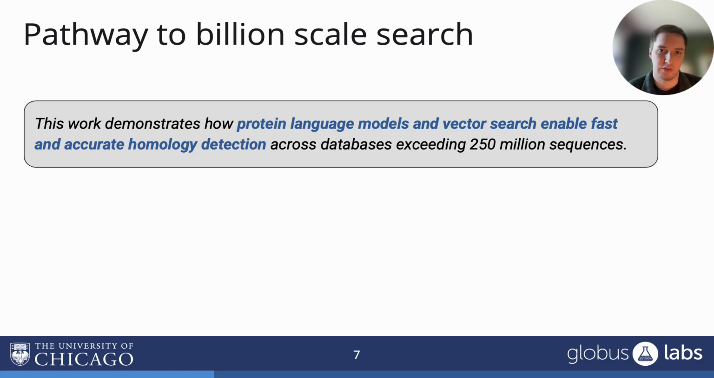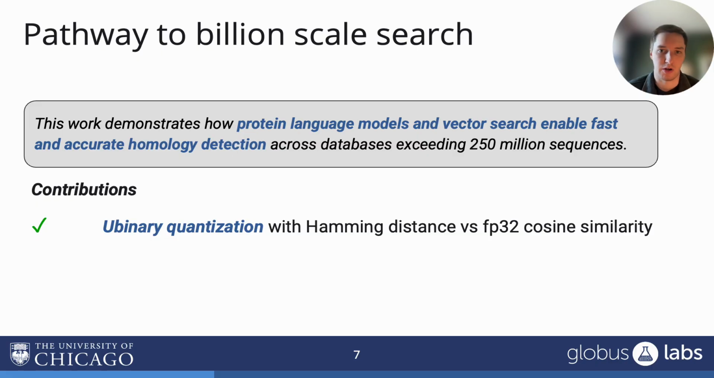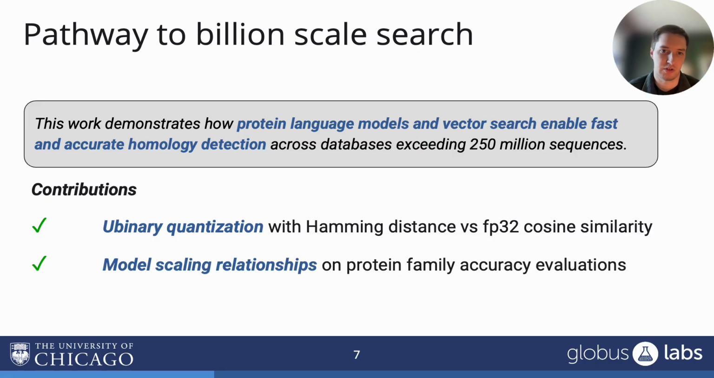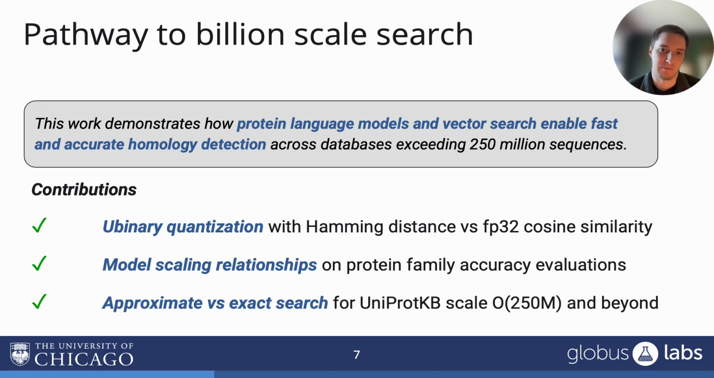So in this work, we'll ask the question of whether protein language models can effectively scale homology detection applications to large database sizes of hundreds of millions to billions of sequences. We'll explore the use of binary quantization to speed up sequence comparison. We'll then show model scaling relationships on a benchmark set. And finally, we'll investigate approximate search strategies and demonstrate the performance.